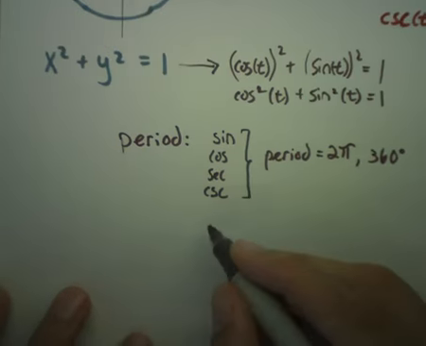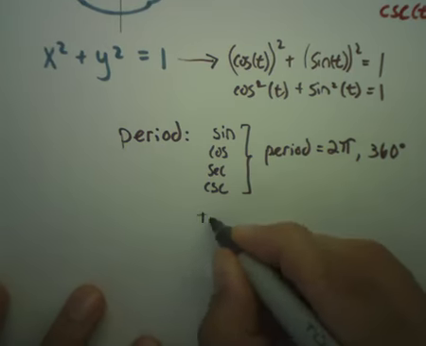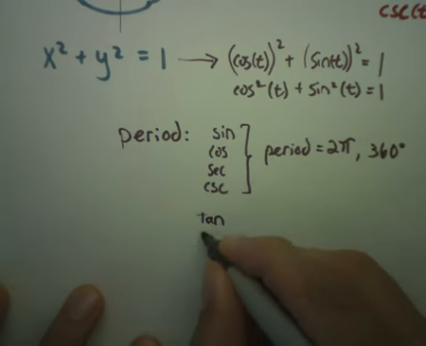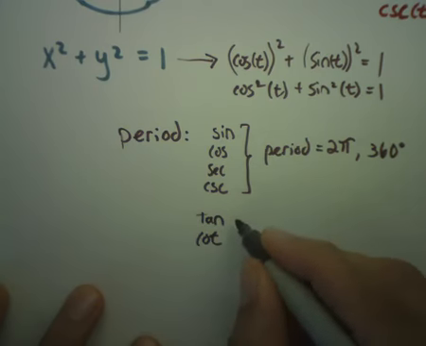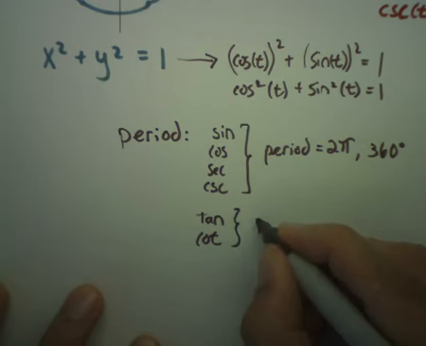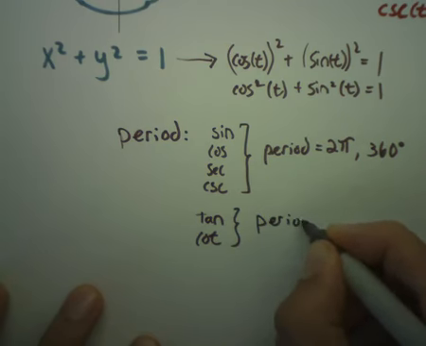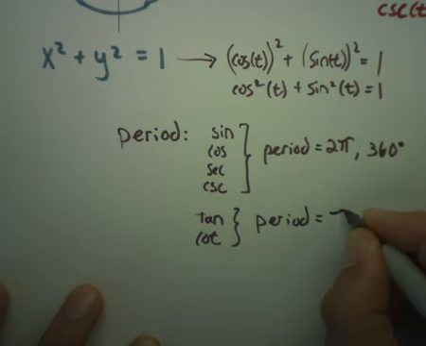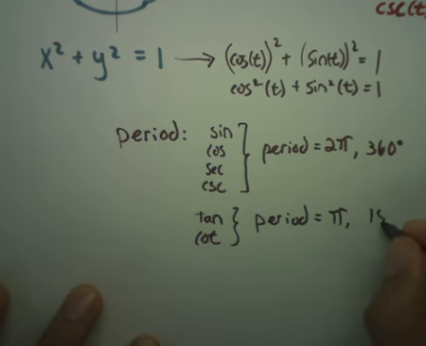So let's put that down here. We've got tangent and cotangent. Their period equals pi, or 180 degrees. So they start repeating themselves sooner.